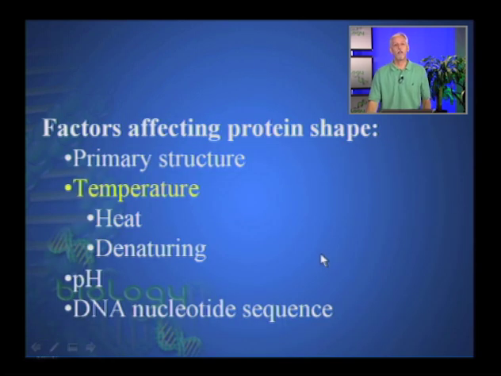Now, there are other factors besides primary structure that do affect protein shape. One of these would be temperature, particularly heat, and heat can cause something called denaturing. So let's consider if you cook an egg. You take a raw egg, you put it in the frying pan. The white of the egg is initially somewhat transparent. It's not perfectly clear, but it's somewhat transparent. As you add heat to that egg white, and the egg white, by the way, is virtually 100% protein, it's going to change and turn opaque and become a little more rubbery and so on.